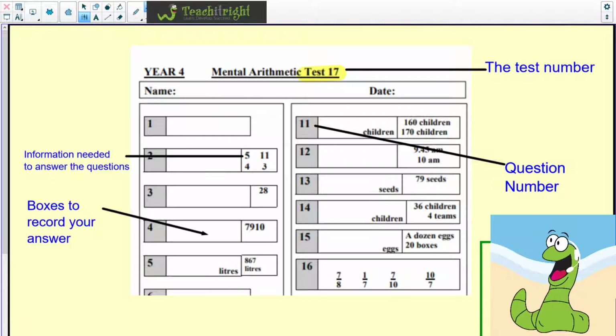Question 3. Two numbers have a difference of 17. One of the numbers is 28. What's the other? Two numbers have a difference of 17. One of the numbers is 28. What is the other? And there are 2 possible answers for question 3.